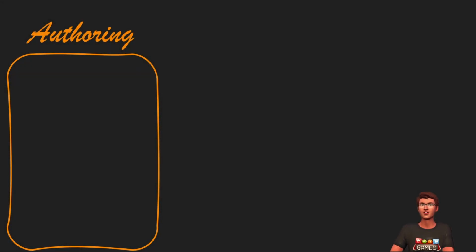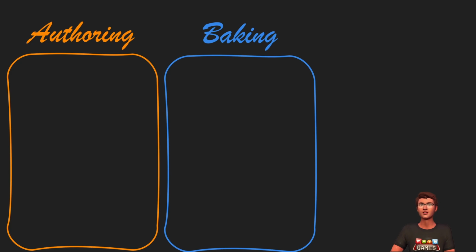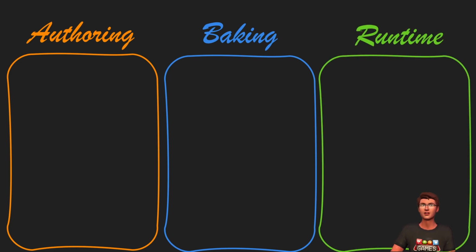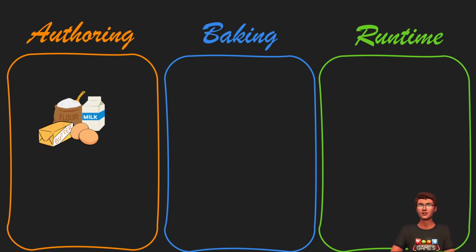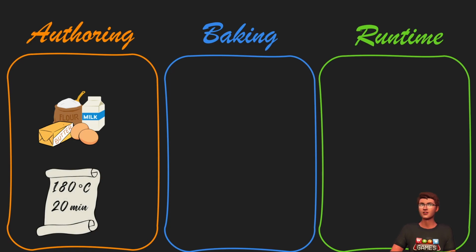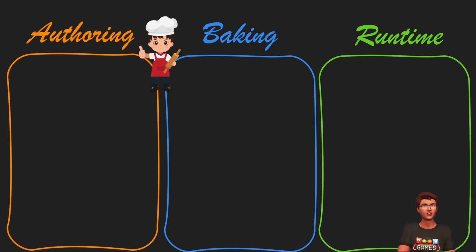The authoring world, the baking world, and the runtime world. The authoring world consists of our MonoBehaviour components. We could have one that has ingredients and another one that has a cooking instruction. Then we have the bakers. They will take the authoring component and bake their data into ECS components.